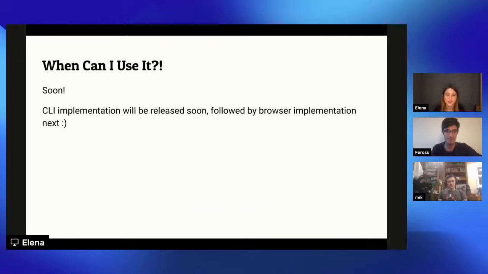The answer is hopefully soon. So we are trying to launch our CLI implementation first. I know that CLI is not as exciting as the web browser itself, but our entire tech stack is built so that we can fit in the browser quickly afterwards. So it'll be CLI first and then browser implementation next.